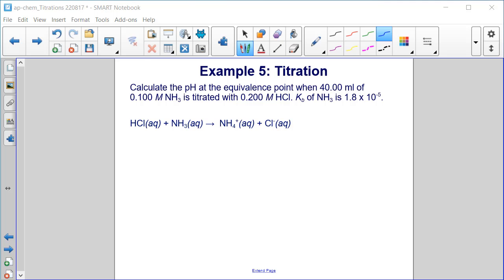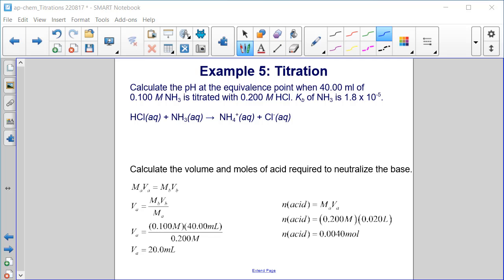Example 5, titration. Calculate the pH at the equivalence point when 40 milliliters of 0.1 molar NH3 is titrated with 0.2 molar HCl if the Kb of NH3 is 1.8 times 10 to the minus 5. So here's the neutralization of the weak base by the strong acid, as we've seen before. And in this problem, we're going to focus on the equivalence point.